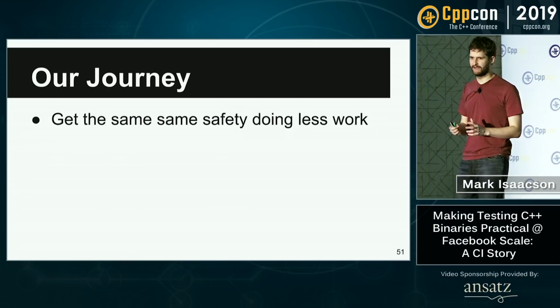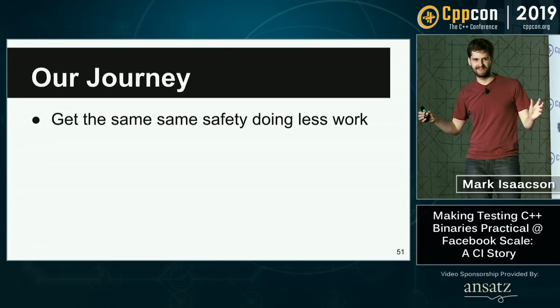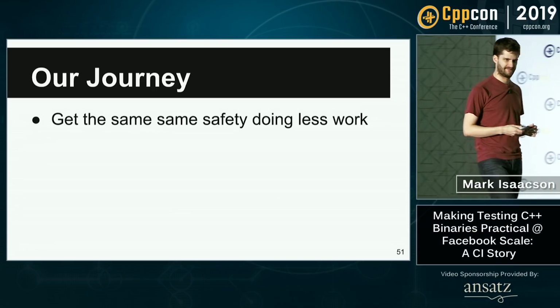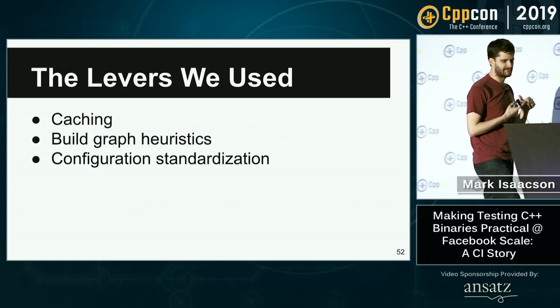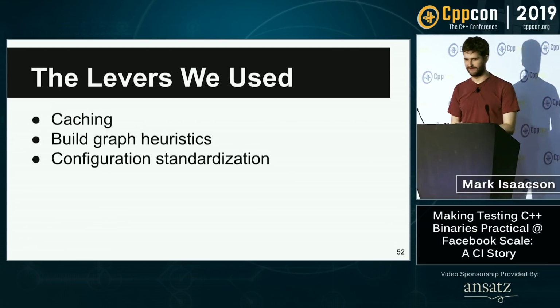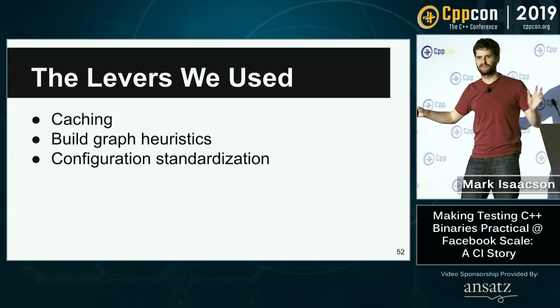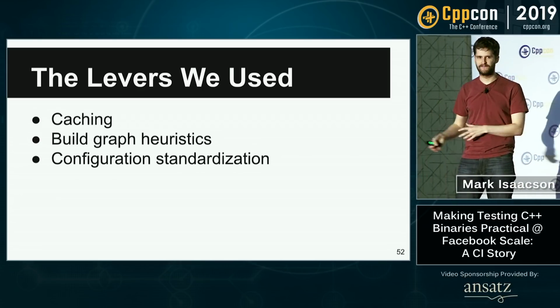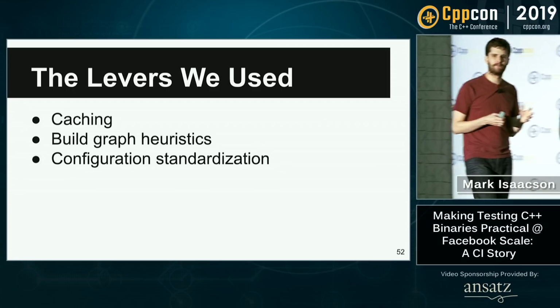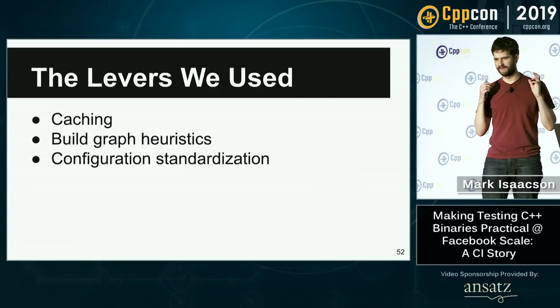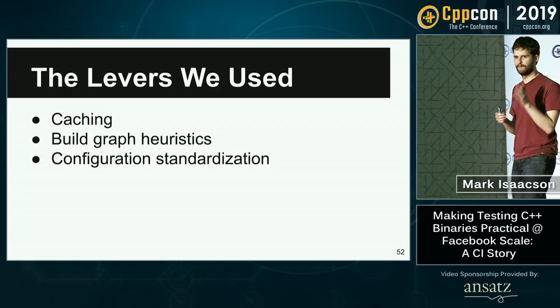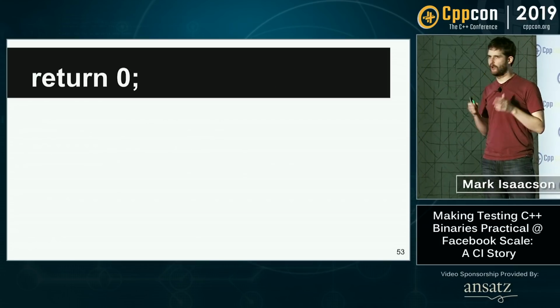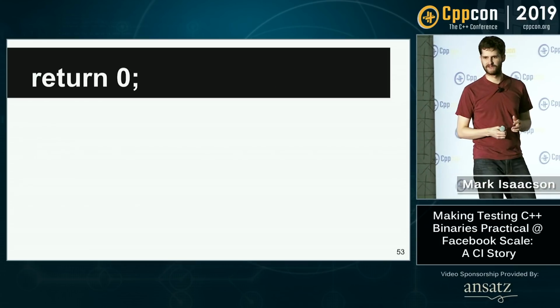Now, our journey today was to detect all the bugs and do a lot less work in the process. And we did that by using caching, by using build graph heuristics. We saw that none of that actually works if you have bad CI configs. And we wrapped it up by saying, this is a C++ story. This is different from Python, from mobile, from web. I hope you enjoyed the journey. Thank you very much for being here.